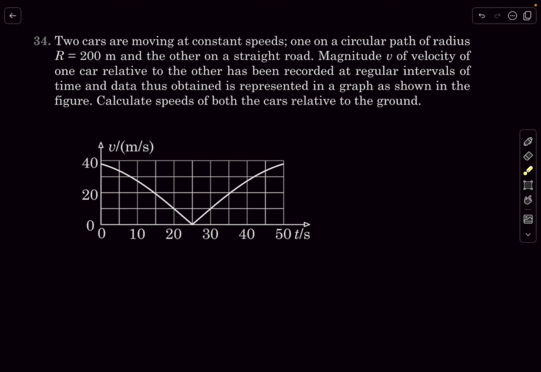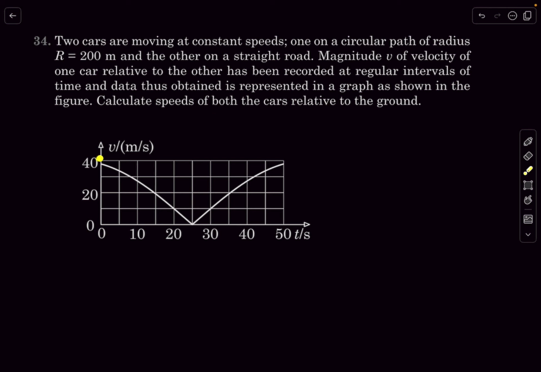So in today's video, we'll take up the remaining problems from the Check Your Understanding section from the chapter of kinematics. So this is problem number 34. The statement is we have two cars that are moving at constant speeds. One of them is moving on a circular path of radius 200 meters and the other is moving along a straight road. The magnitude v of velocity of one car relative to the other has been recorded at regular intervals of time, and data thus obtained is represented in a graph as shown in the figure. Calculate speeds of both the cars relative to the ground.